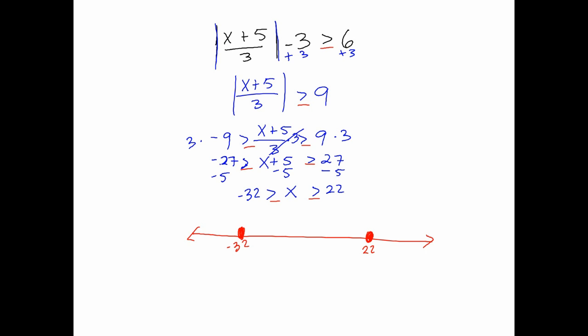Alright. My x values are going to be greater than 22, so these are over here. And then my x values are going to be less than negative 32, so those are over here. So you can pick any one of those. Those are all going to be your solutions.